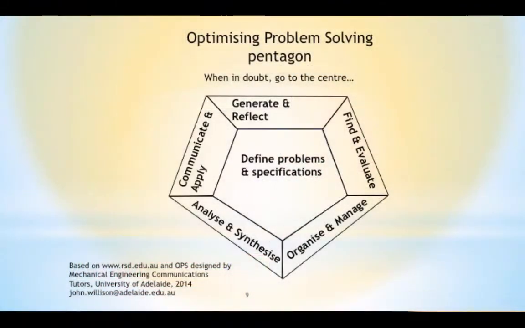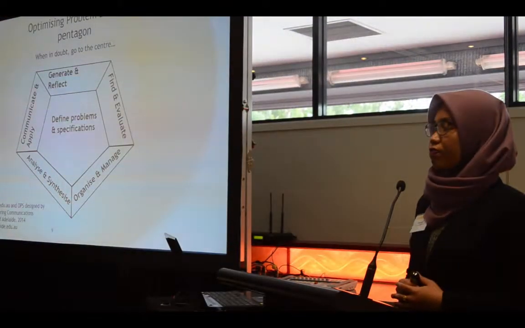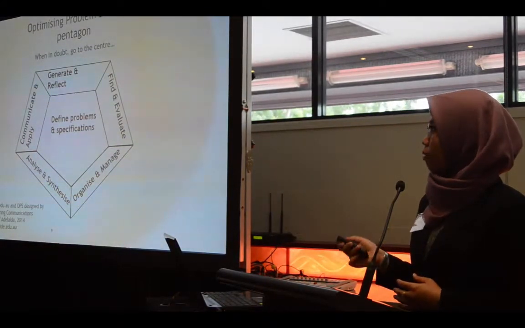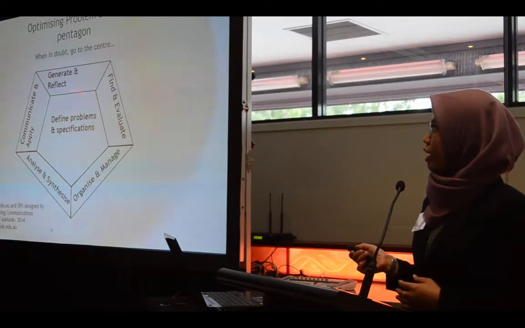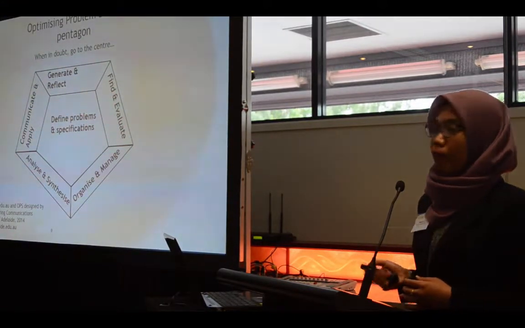And you should be familiar with this. It's the OPS Pentagon. It's pretty similar to the RSD framework or RSD Pentagon, but we will see in a minute the comparison and contrast between RSD and OPS. The same thing about this framework with the RSD is that they have the same motto: when in doubt, you can go to the center. The OPS framework still has 6 facets. The first is define problems and specification, then generate and reflect, find and evaluate, organize and manage, analyze and synthesize, and communicate and apply.